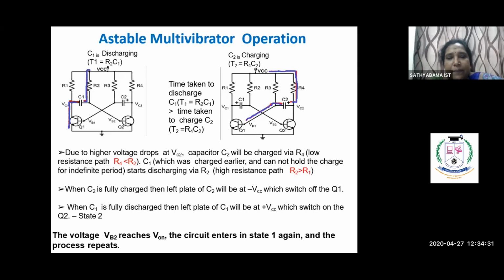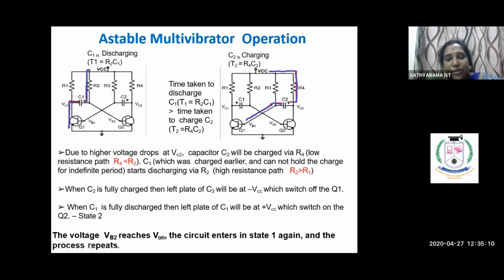Similarly, C1 starts discharging via R2, and this path is called the high resistance path. It is called the high resistance path because the R2 value is greater than the value of R1. This is the case when transistor Q1 is on and transistor Q2 is off. After C2 is fully charged, the left plate of C2 will be at minus VCC.